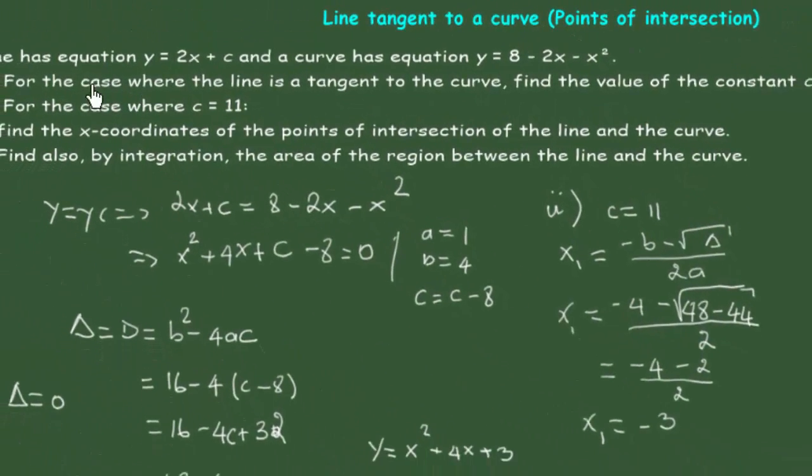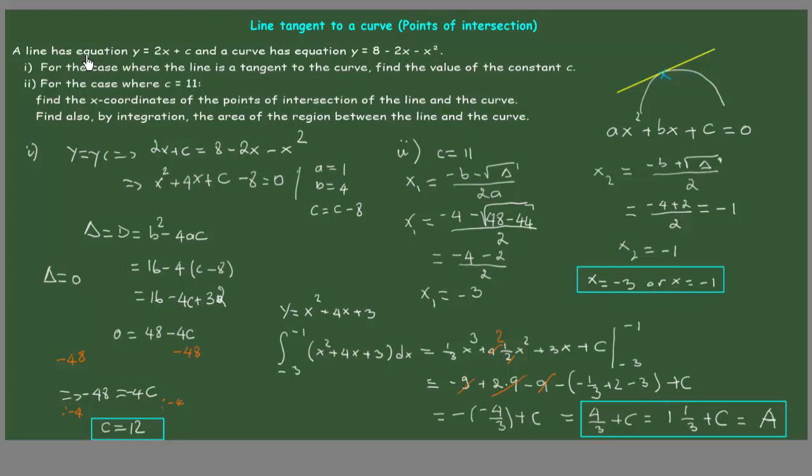So again, in this video, we had the equation of a line and the equation of a curve. And we were told that the line is tangent to the curve, and we had to find the constant C in the equation of the line. So we proceed by doing that. If the two equations are tangent, it means that they are equal, y equals y. They are touching somewhere, they have a point of intersection.